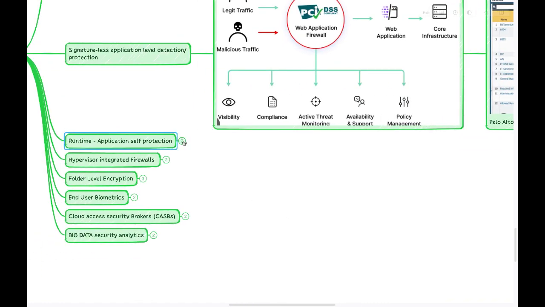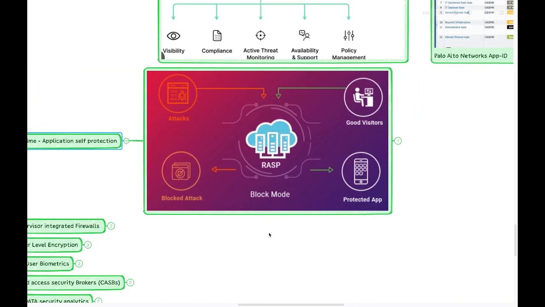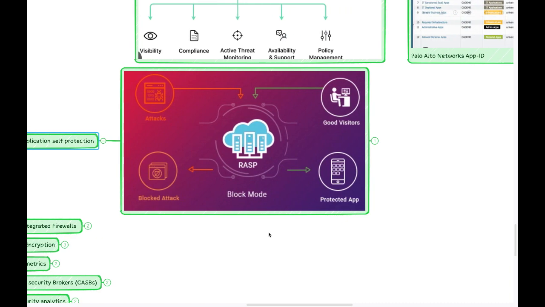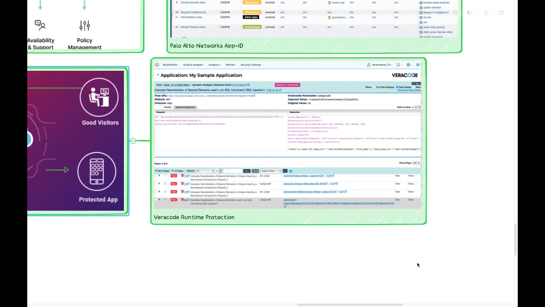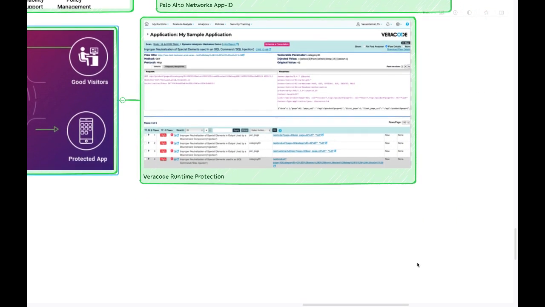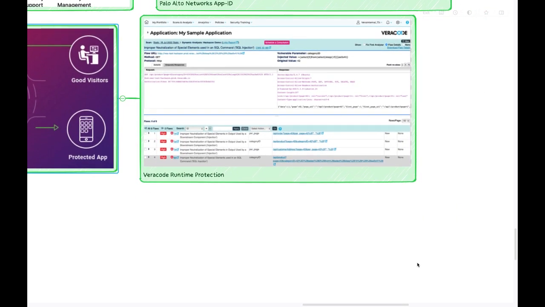Runtime Application Self-Protection, or RASP, is a cybersecurity technology that embeds security controls directly into the application during runtime. RASP monitors application behavior and enforces security policies to protect against attacks in real time. Example tool: Veracode Runtime Protection is a RASP solution that helps detect and block attacks on applications in real time.